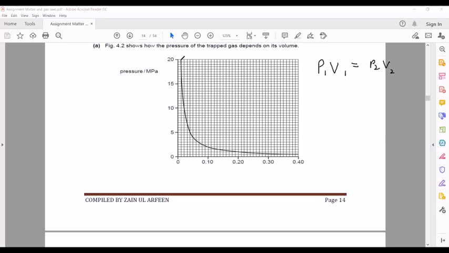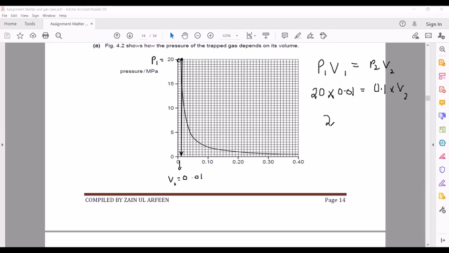So for example, a student took the first point. If a student takes the first point, this is the first pressure, which is 20. And the volume at this point, what's the volume at this point? That's equal to 0.01. So first pressure is 20. First volume is 0.01. Second pressure is 0.1 megapascal. And V2 we don't know.